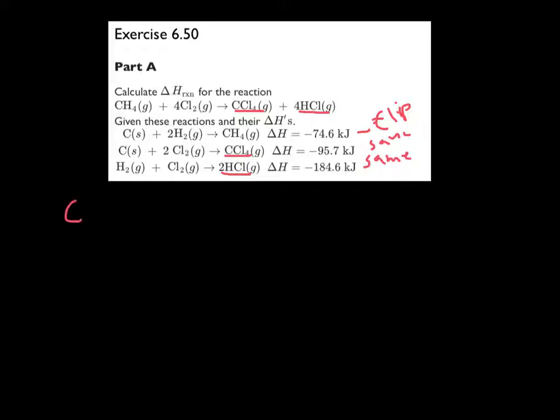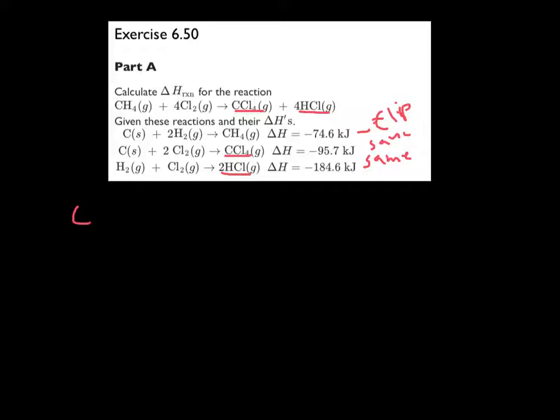We're going to have C solid plus 2H2 gas equals CH4 gas with the delta H of negative 70. Oh, I apologize, guys. You know I did that wrong. What did I do wrong? Well, if you didn't notice it, I should have flipped it. I wrote flip there, but I didn't write it out.